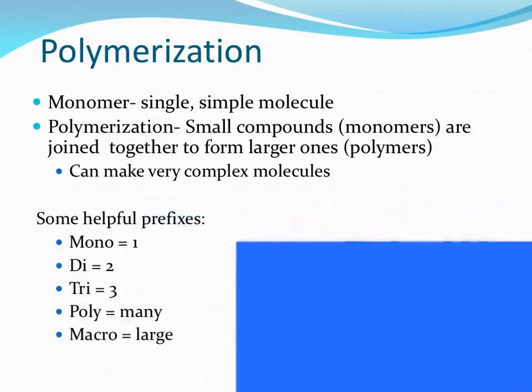Some helpful prefixes to keep in mind: mono equals 1, di equals 2, tri equals 3, poly equals many, macro equals large. So a monomer is a single unit, a dimer is 2, a trimer is 3, poly is many, and macro just means large, so a macromolecule would be a big molecule.